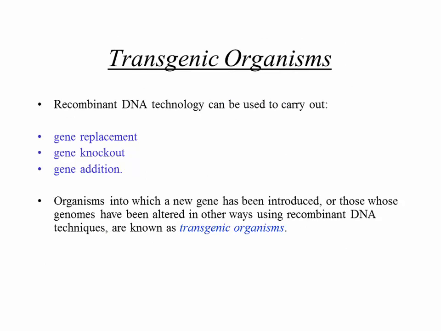Now, organisms that have the DNA in them altered in some way are called transgenic organisms, right? So recombinant DNA technology can be used to carry out gene replacement. You could replace one gene by another, right? You could produce gene knockout. Knockout means you make it dysfunctional. You knock the gene out. Or you could put in an extra gene, right? If you want that animal to produce more hemoglobin or insulin, you can put in an extra copy of that gene. So organisms into which a new gene has been introduced, or those whose genomes have been altered in other ways using recombinant DNA techniques, are known as transgenic organisms.